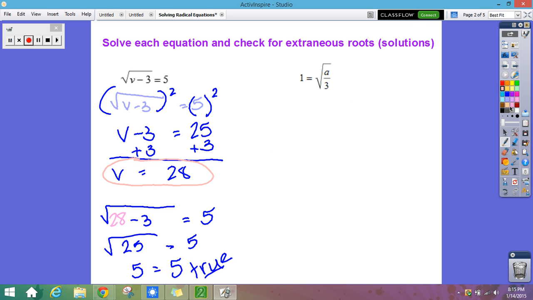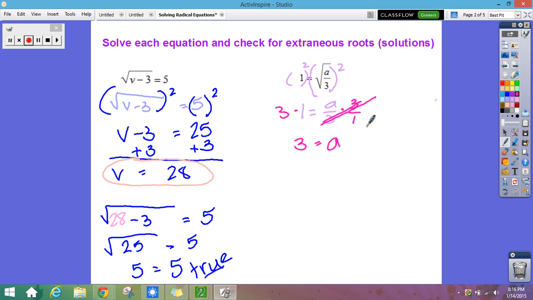Let's take a look at our next problem. Okay, in order to get rid of the square root, again, I'm going to square it, and what I do to one side, I do to the other. 1 squared is 1 equals a divided by 3. Now let's go ahead and solve. To get rid of the denominator, I'm going to multiply both sides by 3. The 3's cancel on the diagonal, and we end up with a equals 3.